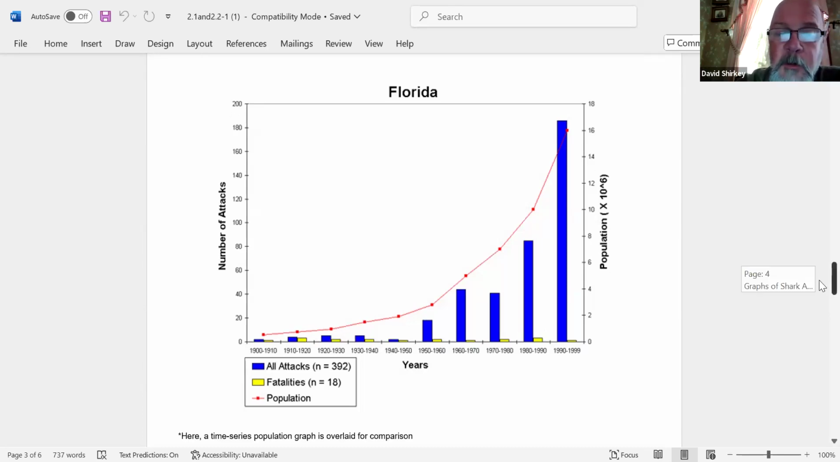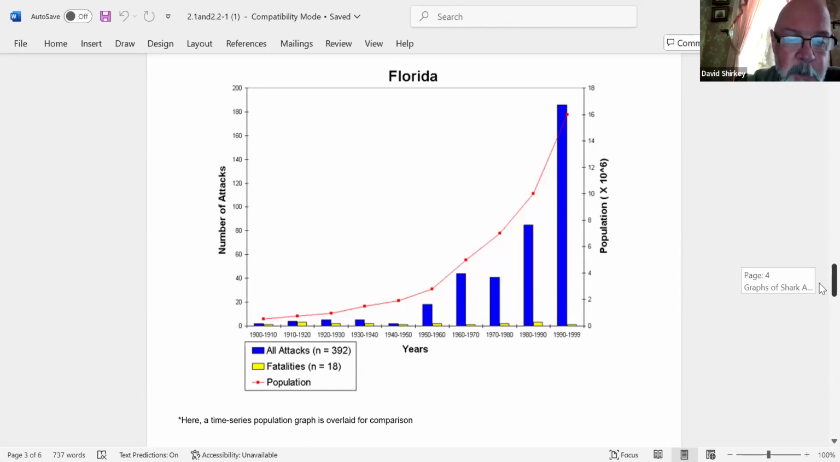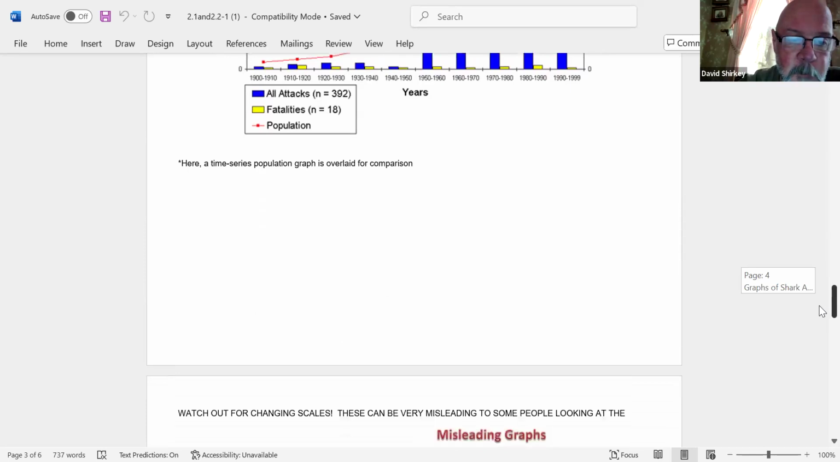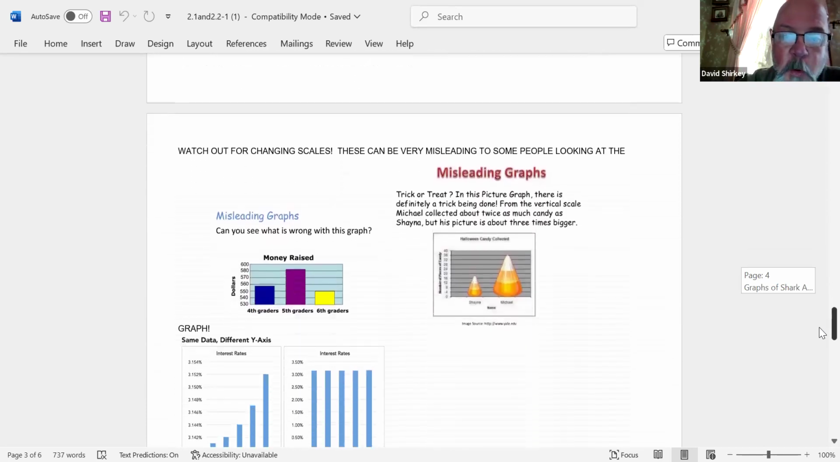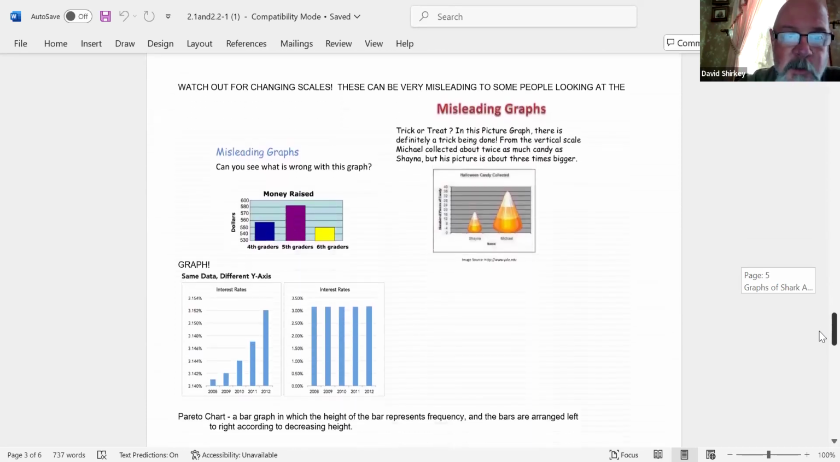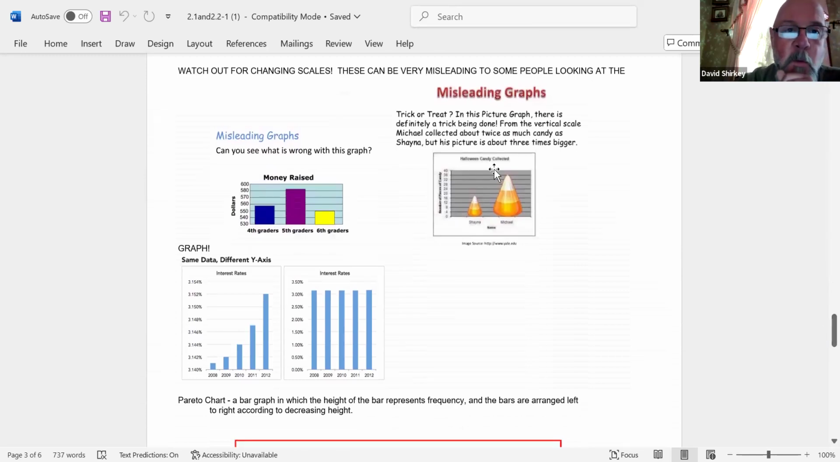And by the way, the understanding of graphs to some extent is based on your background information that you might have about the particular topic that you're looking at that graph about, right? So this is important. Now we're getting to misleading graphs. So watch out for this. Watch out for changing scales. They can be misleading to some people looking at the graphs.